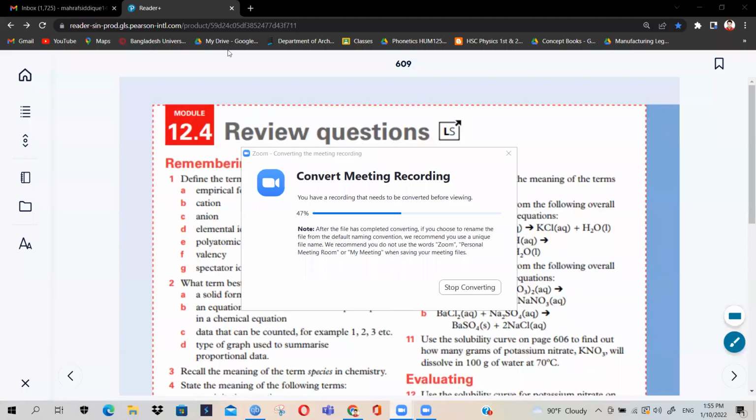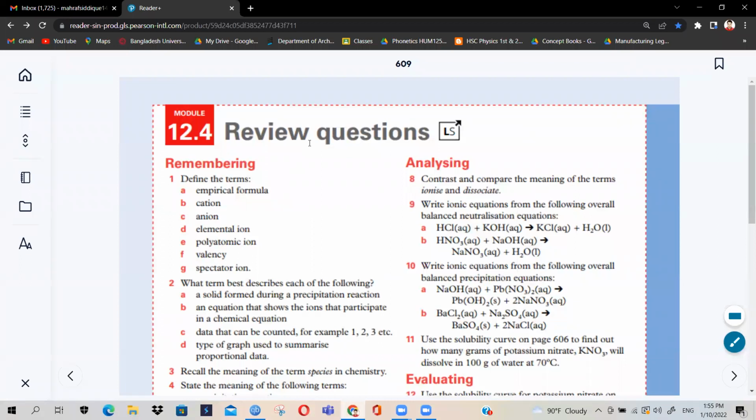Okay, so let's see. Define the terms: empirical formula. We have studied that before. Maybe you have forgotten it because we read it a month or two ago. So just read out the whole chapter, and you should be able to answer and define the terms. What is a cation? What is an anion? What is an elemental ion? I think an elemental ion means a charge of -1 or +1, and in the case of polyatomic ions, it will be greater than -1 or greater than +1.